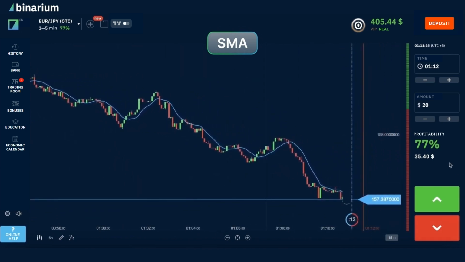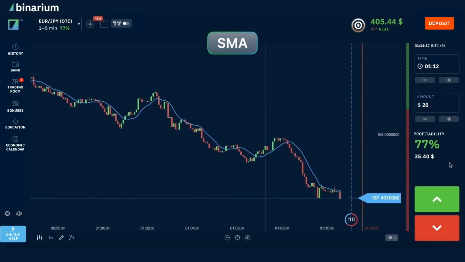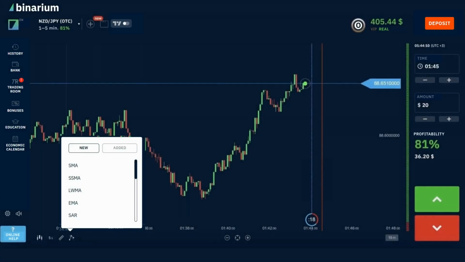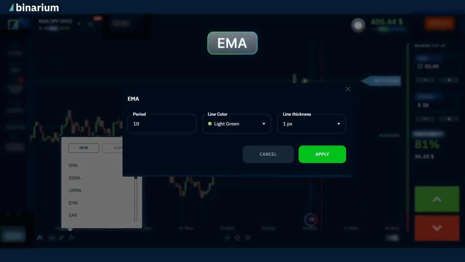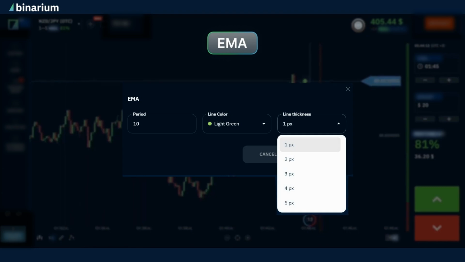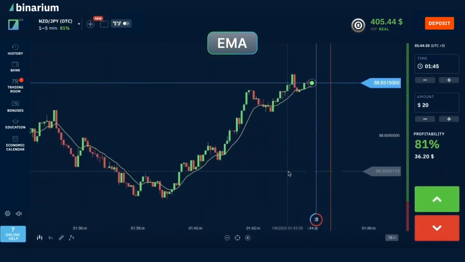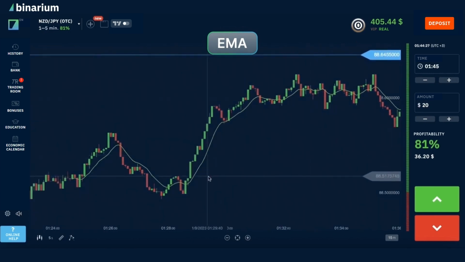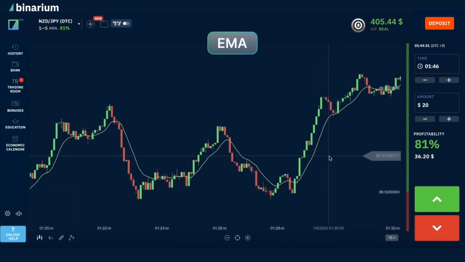The next indicator is the Exponential Moving Average, EMA. Like SMA, EMA averages prices but gives more weight to the most recent closing prices. Because of this, EMA indicator is more responsive to recent market changes, allowing for faster trend identification and more precise reversal points. Unlike SMA, EMA is better suited for short-term strategies and more volatile markets.